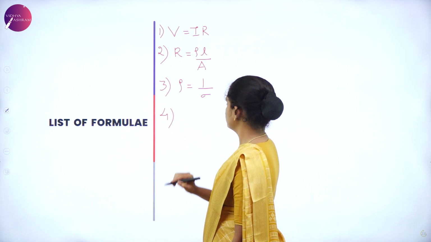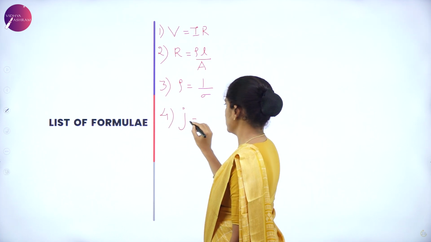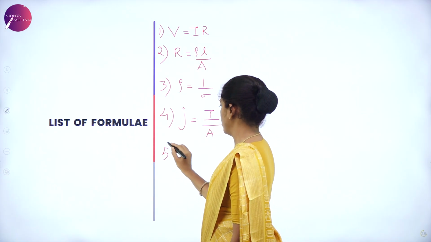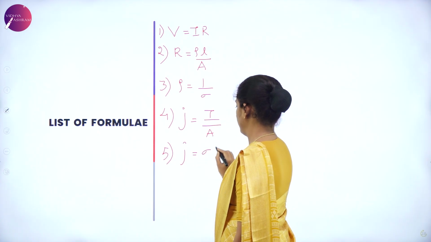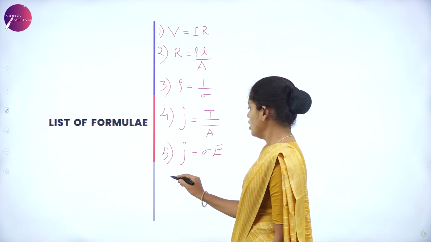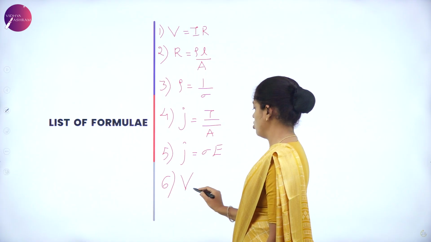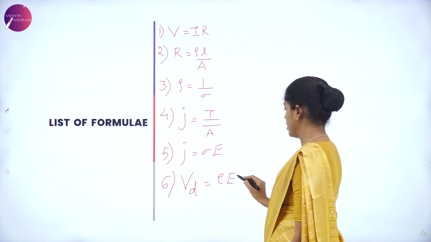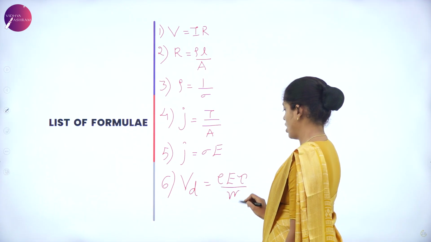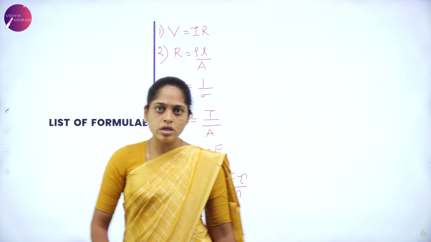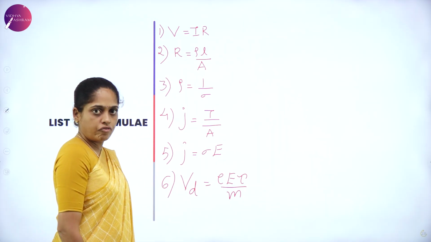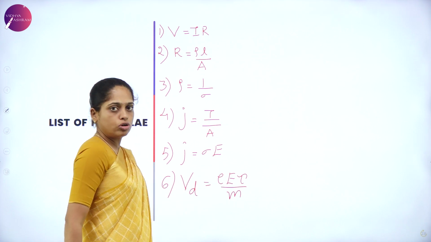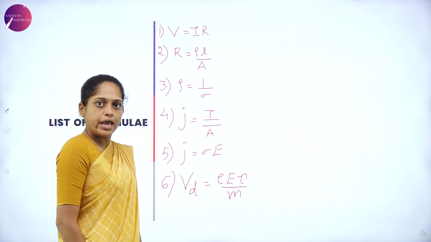Your fourth formula is current density J. J is equal to I by A, and J is also equal to sigma E, where E is electric field. The next formula is drift velocity. Vd is given by e tau E by m. Small e is the charge of electron and capital E is the electric field. Tau is the relaxation time, where Vd is directly proportional to tau. Next, m is the mass of the electron.